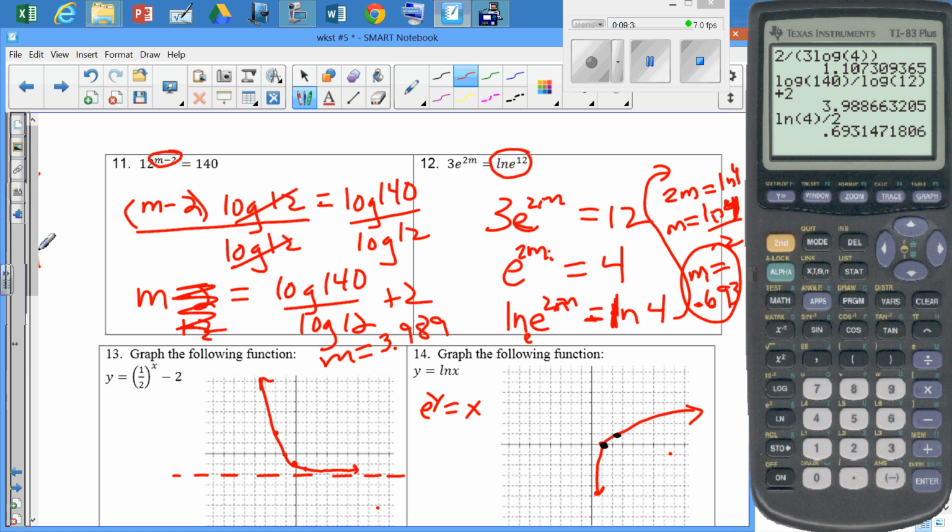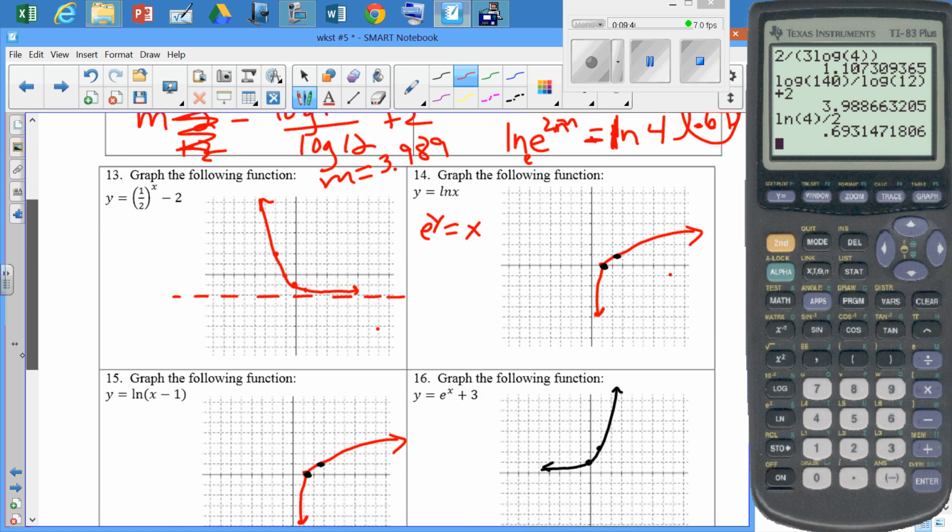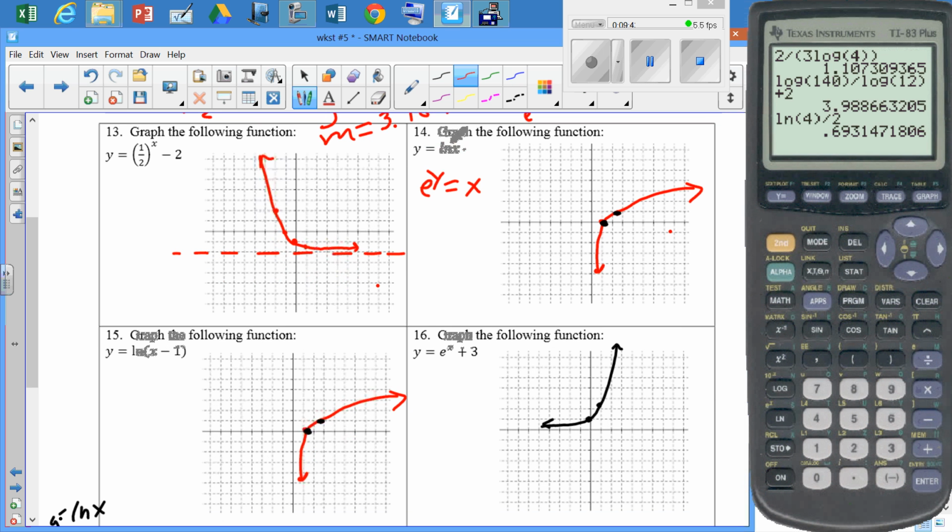Now, you should be trying these graphs on your own. On the test, you're going to need to be able to pick these out of a picture, so you should know what natural log looks like. You should know what an exponential graph looks like with a shift. So try these first by hand. The next one, so stop the video if you need to and try the next one on your own.